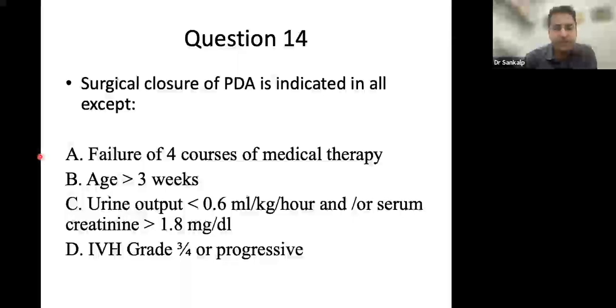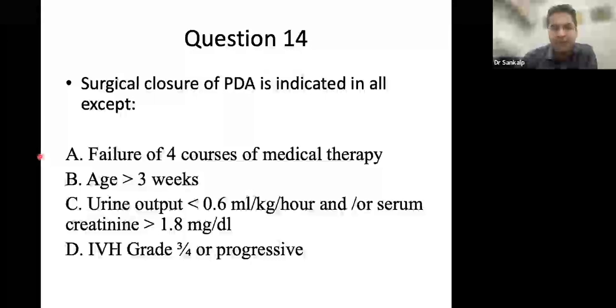reasons for surgery. Like if the baby is more than 3 weeks old, if the baby is having oliguria or deranged creatinine, then you can't go for medical management. Or if the baby has already IVH grade 3 or 4 or progressive IVH, then you can't go for medical management. So B, C, and D, all three are indications for surgical management of a symptomatic PDA.